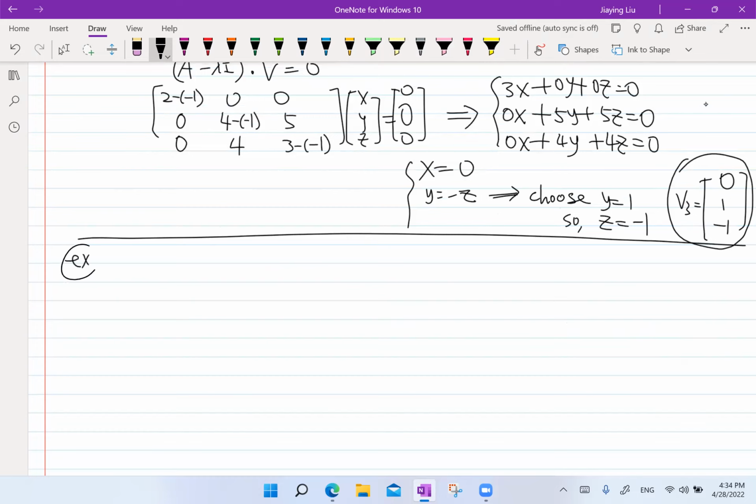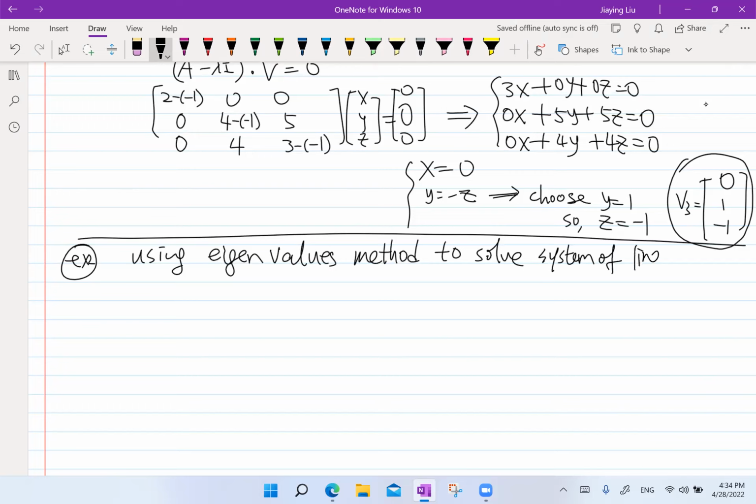So example 2. Using the eigenvalues method to solve a system of linear ODEs. Suppose we are given this example: x prime equals -5x plus y, y prime equals 4x minus 2y. In this system, x prime is really just dx/dt, and y prime is dy/dt.